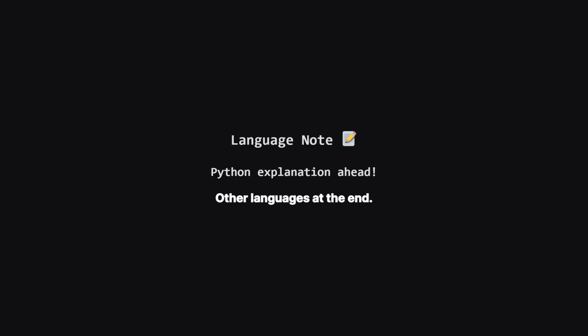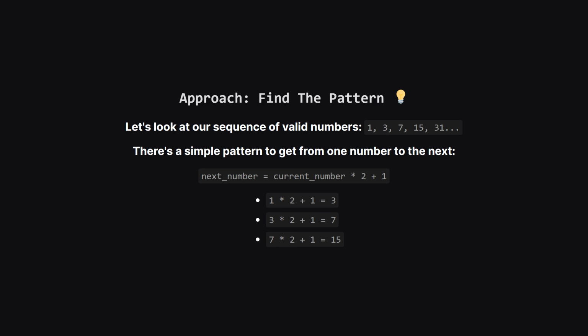Just a quick heads up. We'll be walking through the solution using Python, but don't worry if that's not your main language. I'll be showing the full code for other popular languages like Java, C++, and JavaScript towards the end of the video. So how do we find these special numbers without checking every single integer?